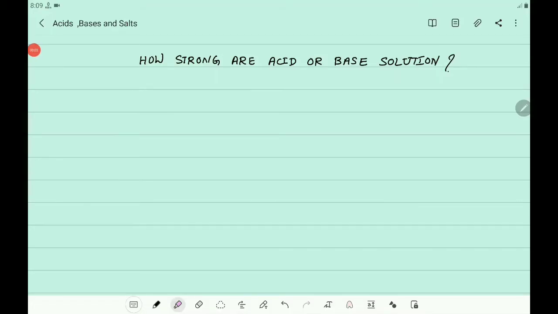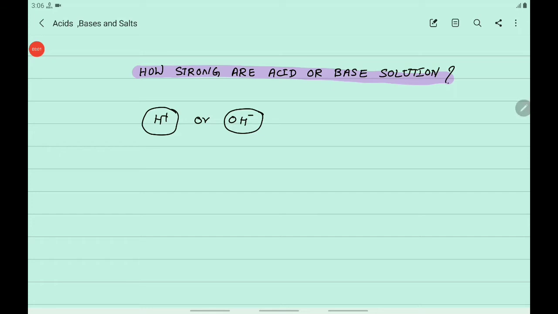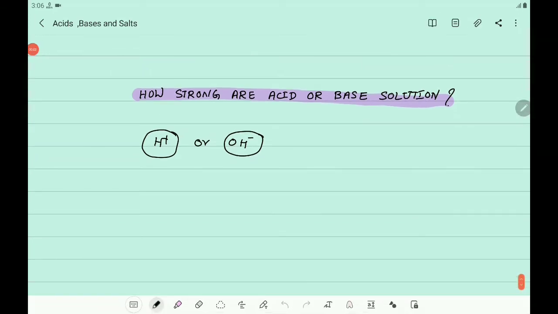Children, it is the next part of the chapter Acids, Bases and Salts. Now let us discuss how strong an acid or base solution is. Acids and bases can be distinguished by using acid-base indicators.